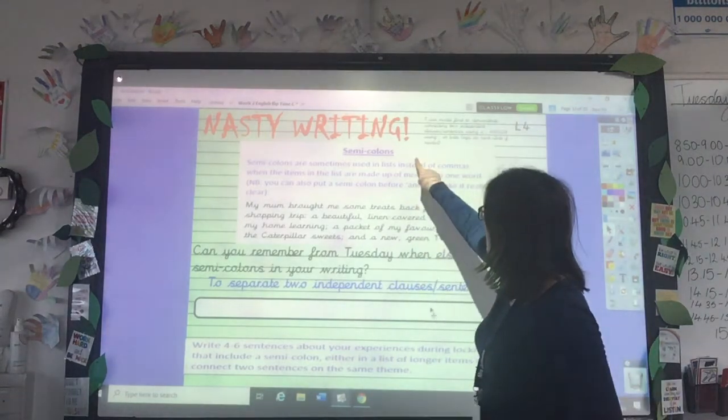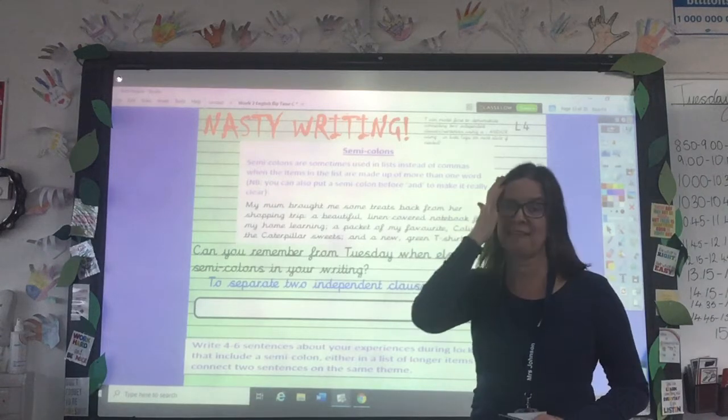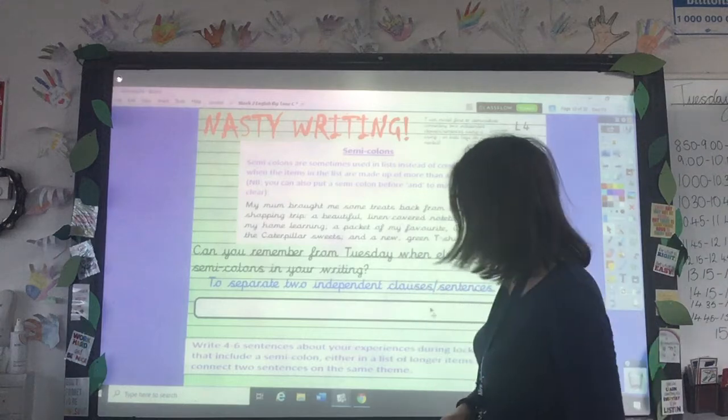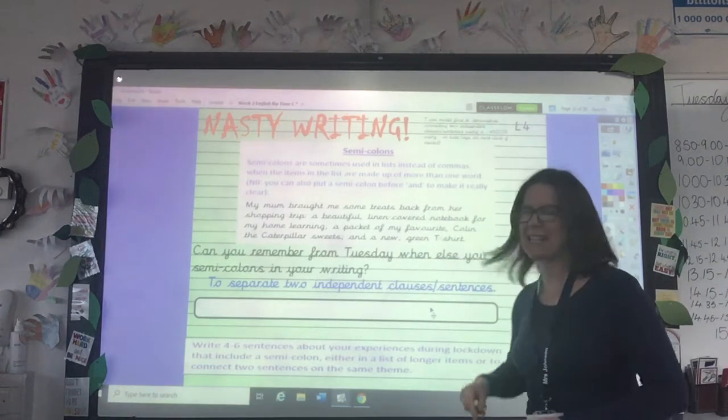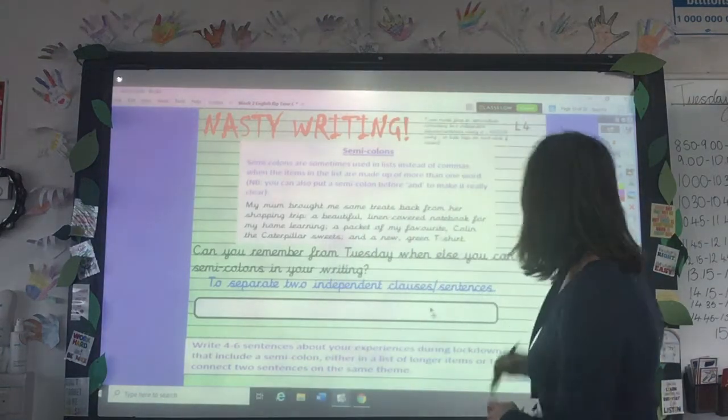So today, it's about another use for semicolons, which is using semicolons in more detailed lists. We have talked about all of this in school before, so I'm sure it's ringing some bells. And then you need to write some sentences trying to use semicolons correctly. So have a go at that first.